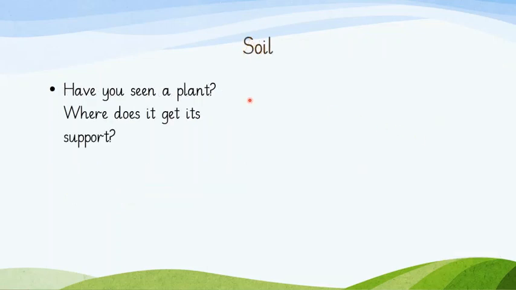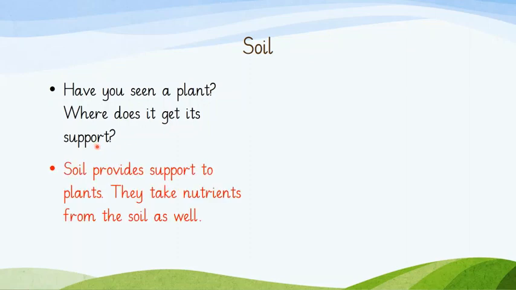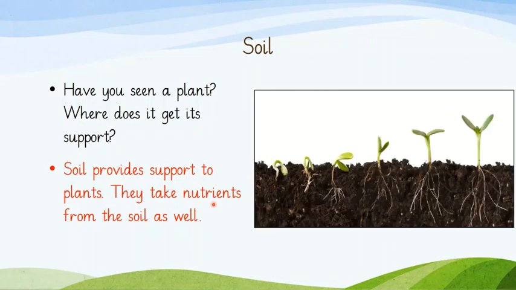Soil. You saw in the previous picture the plant was standing. Where does that plant get its support to stand on? That support is provided by the soil. Soil provides support to plants. They take nutrients from the soil as well as the support. So the plant, when it is very small, starts getting its roots out. As the roots go into the soil, the plant keeps growing.